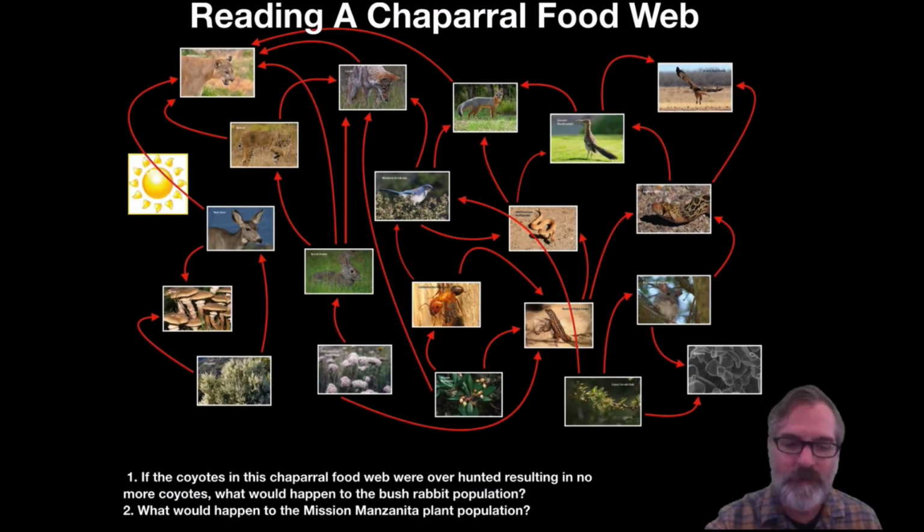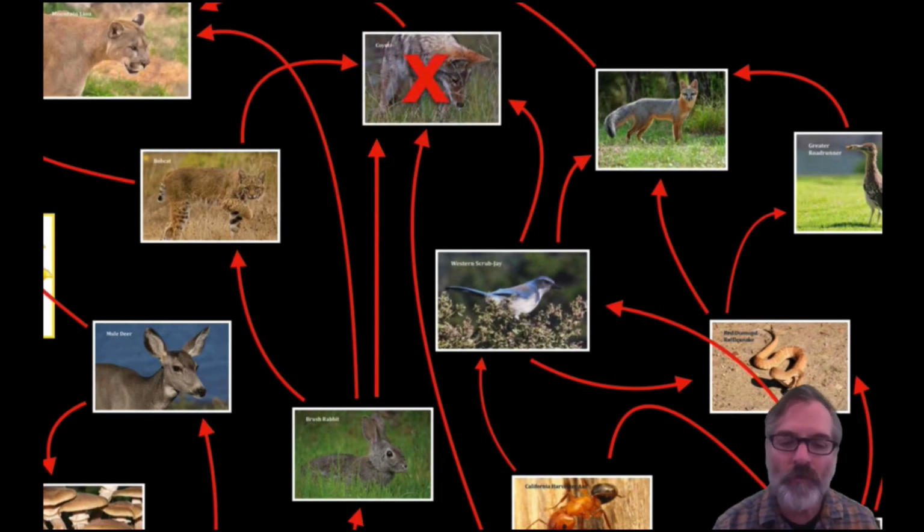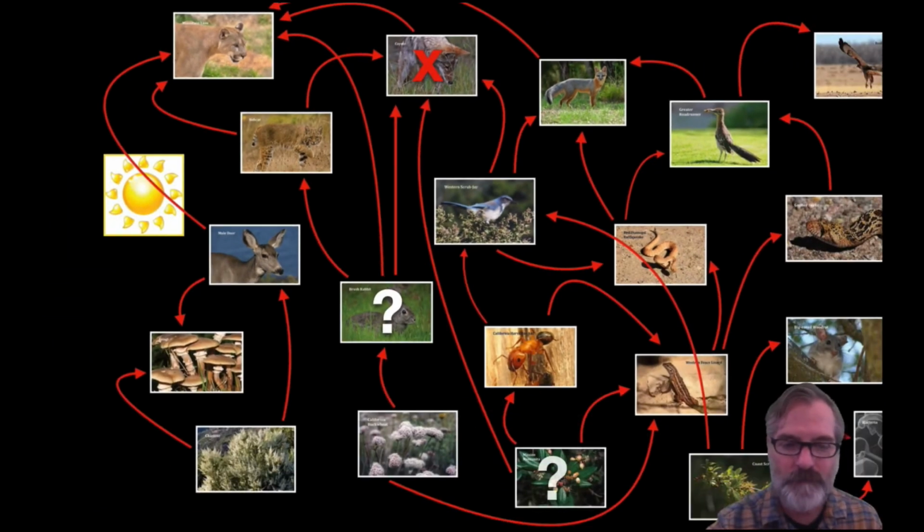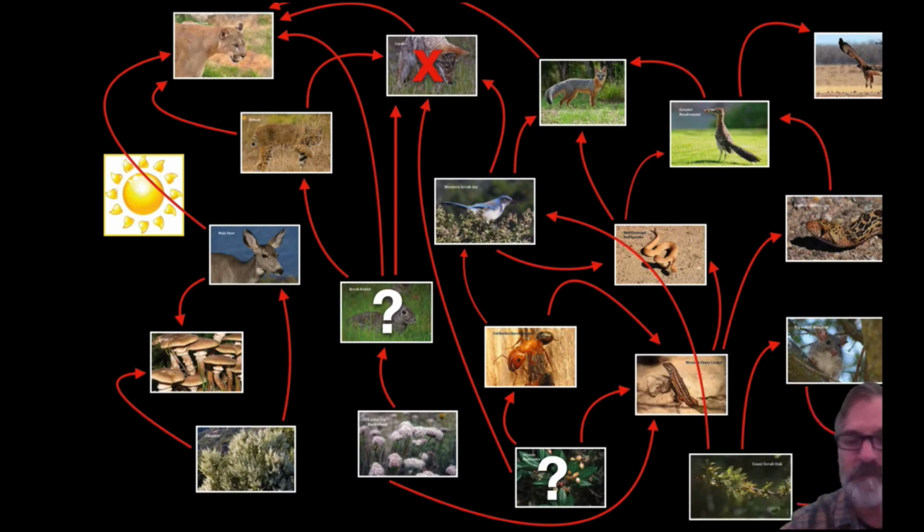Now, let's take a look at this. If the coyote was overhunted, so let's just take a look at question 1 here. If the coyote in this chaparral food web were overhunted, resulting in no more coyotes, what would happen to the bush rabbit population? Second question. What would happen to the Mission Manzanita population if coyote is overhunted? So again, 2 questions. Please think about this scenario. You've got enough understanding to figure this out. So go ahead and pause the video and let me know what would take place. No, really, pause the video.